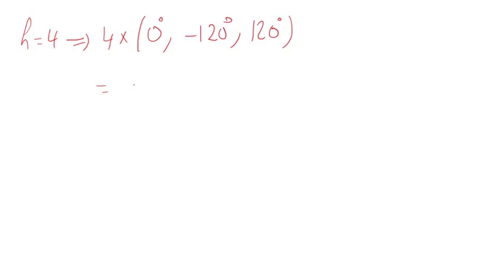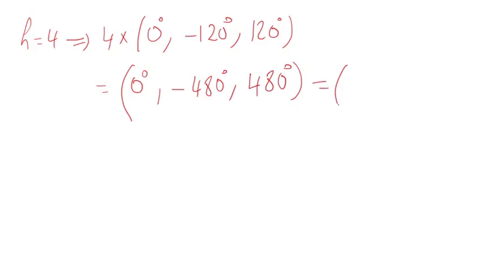If we have H equal to 4, then you do 4 times 0, minus 120 degrees, 120 degrees. So 4 times 0 is 0. 4 times minus 120 is minus 480 degrees. 4 times 120 degrees is 480 degrees. So 0 is just 0.